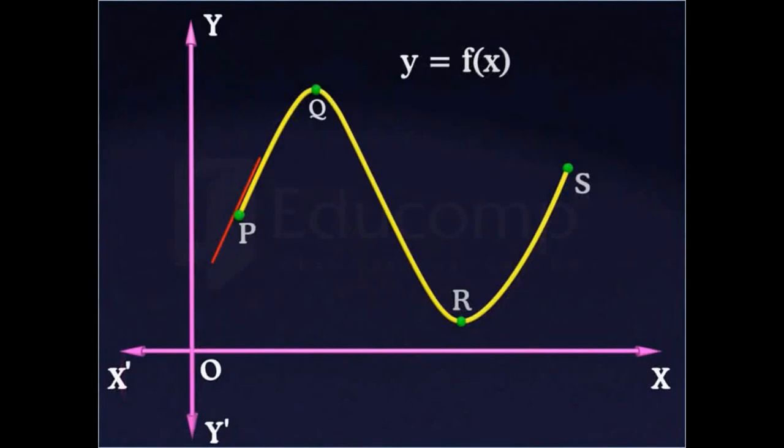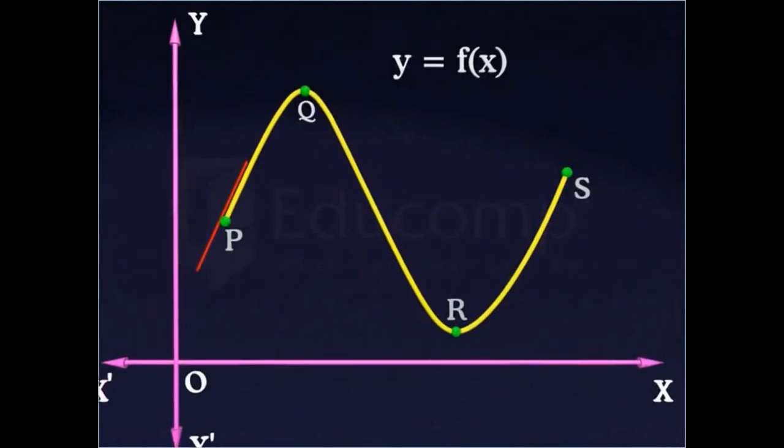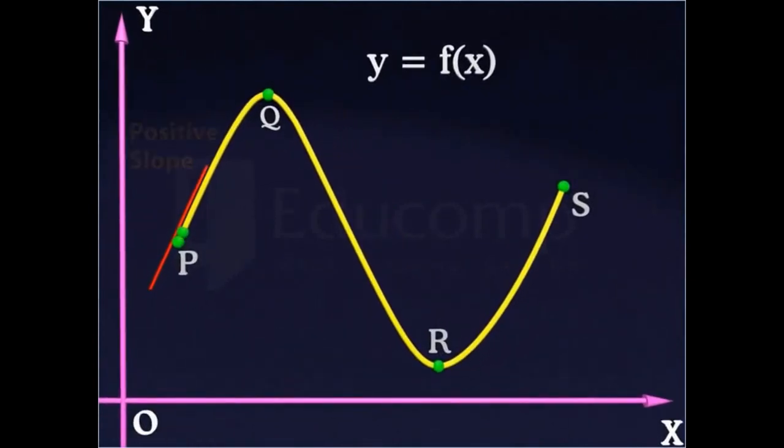Next, as we start from P, the slope of the tangent remains positive till it reaches point Q. At point Q, the slope of the tangent becomes 0. As the tangent moves towards R, its slope becomes negative. At R, the slope of the tangent changes to 0. Further, as the tangent moves towards S, its slope again becomes positive.